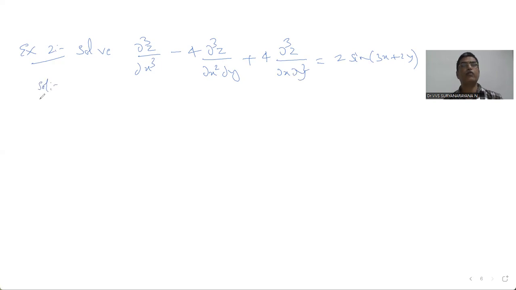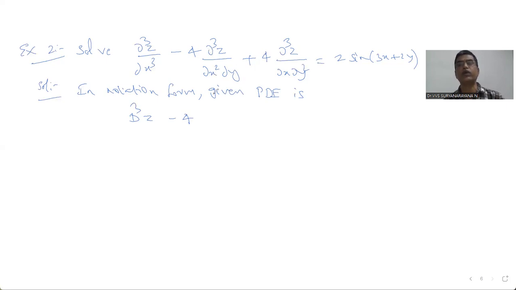Yes. First, express this equation in operator notation so that we can get the operator on the LHS clearly. So in notation form, the given PDE is the same as dou cube by dou x cube, meaning capital D cube, minus 4 times dou by dou x, dou square by dou x square into dou by dou y.